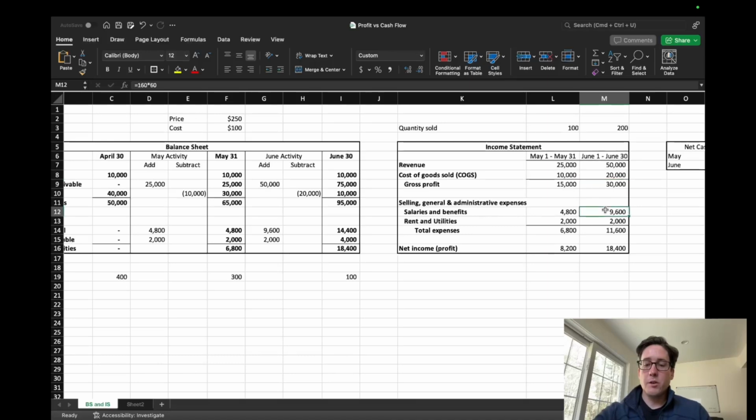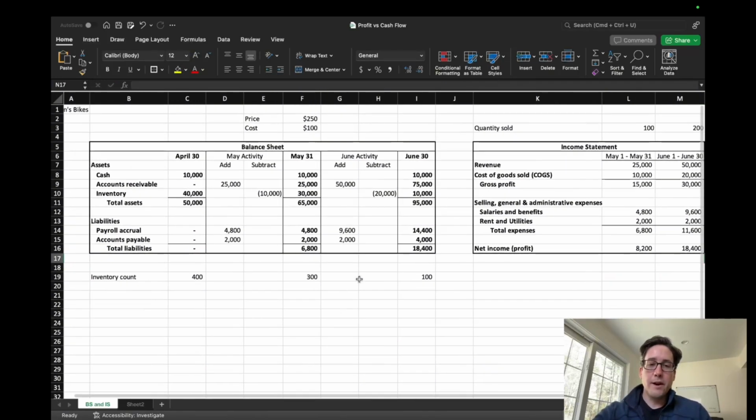Now I had to hire another employee because business is booming. So I hired another employee, paid them the same amount. My salaries and benefits doubled. Utilities remain flat. So now I have more profit. In total profit for my two months, I have $26,600.